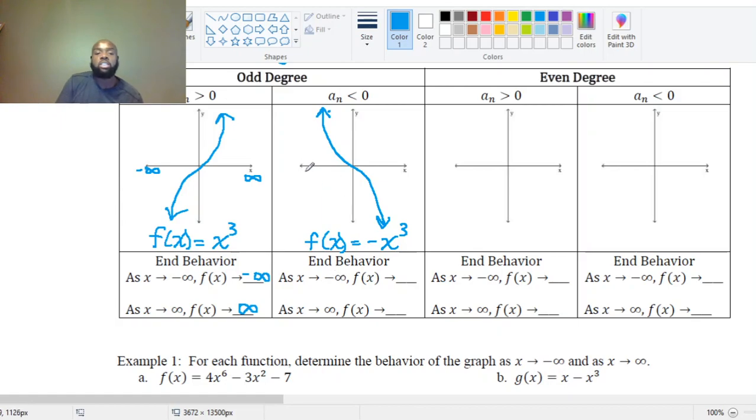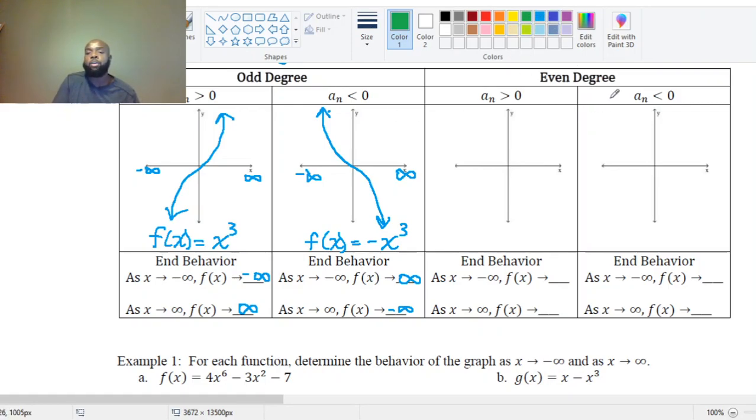And so as x approaches negative infinity, our function continues to go up, up, up to positive infinity. The y values are getting larger and larger. And as x approaches positive infinity, that's the right side of my graph, my function is going down, down, down. That's negative infinity. And so knowing x cubed and then negative x cubed, knowing those graphs will help you determine your end behavior for polynomials of odd degree.